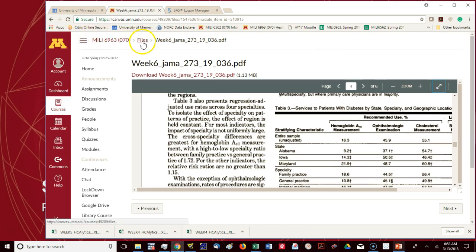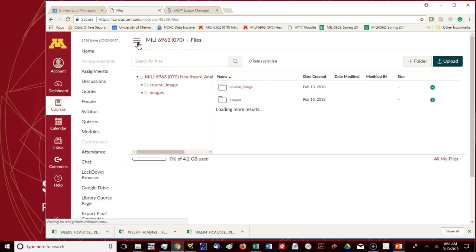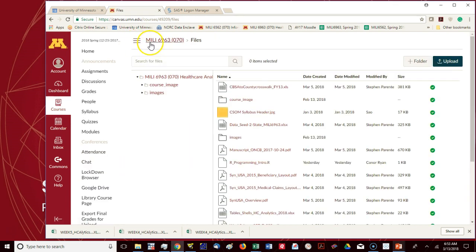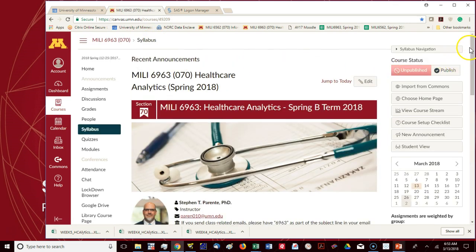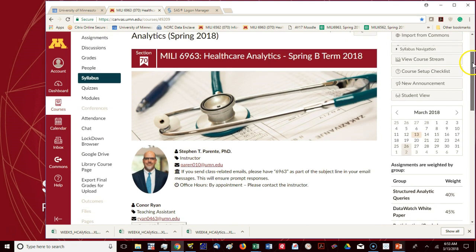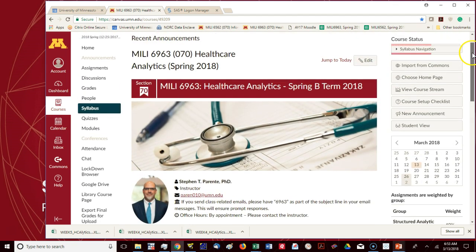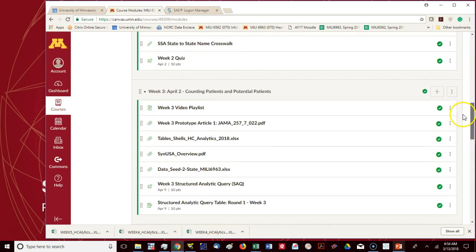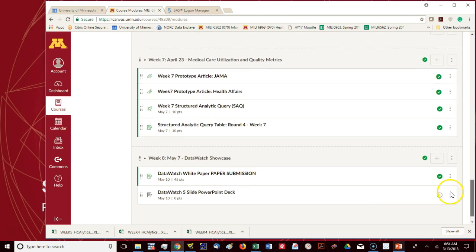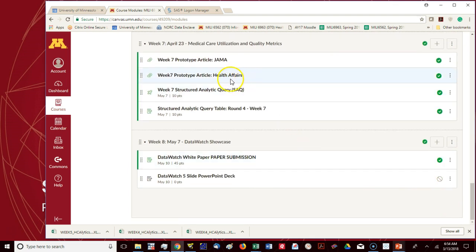Let's go back to, let's see if it's under files here. I guess that's not quite where I wanted to go. I feel like I just went to the back lot of the Canvas setup here. Okay, back to modules, and down to week 7. Okay, Health Affairs article.